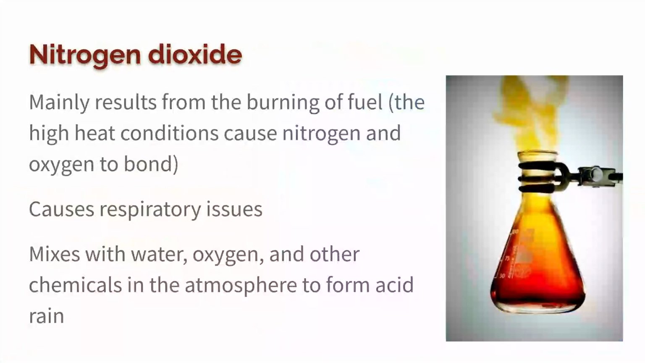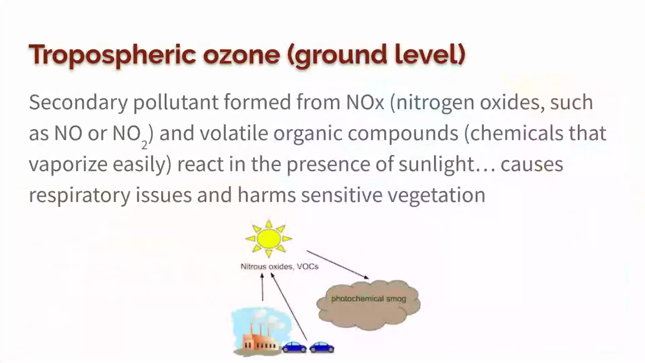Some issues that we have, it mixes with water, oxygen, and other chemicals in the atmosphere to form acid rain, specifically nitric acid. Another issue is that it leads to the formation of tropospheric ozone, also called ground level ozone because it's on the ground. So ozone higher in the atmosphere, that's good ozone. But down here, it's bad because it causes a lot of respiratory issues.